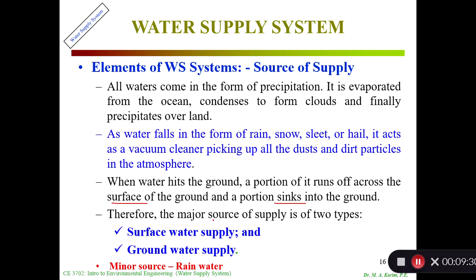Therefore there are two major types of sources of supply. One is surface water supply, the other is groundwater supply. The third one is a minor one, rainwater, depending on how much rainwater we can get in an area. We should be able to use it a little bit. In certain cases they collect it from the rooftop and use the water for watering the lawn, gardening, and other things. Sometimes you can use it for the toilet if you have an option to do that.